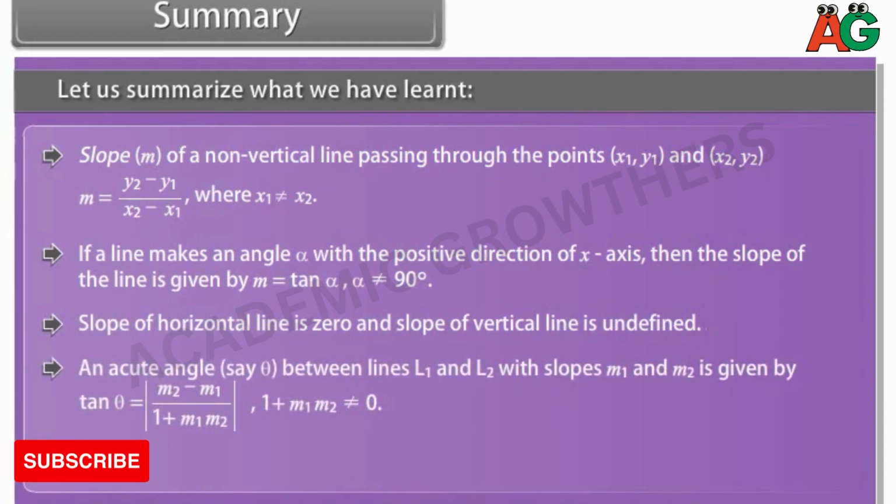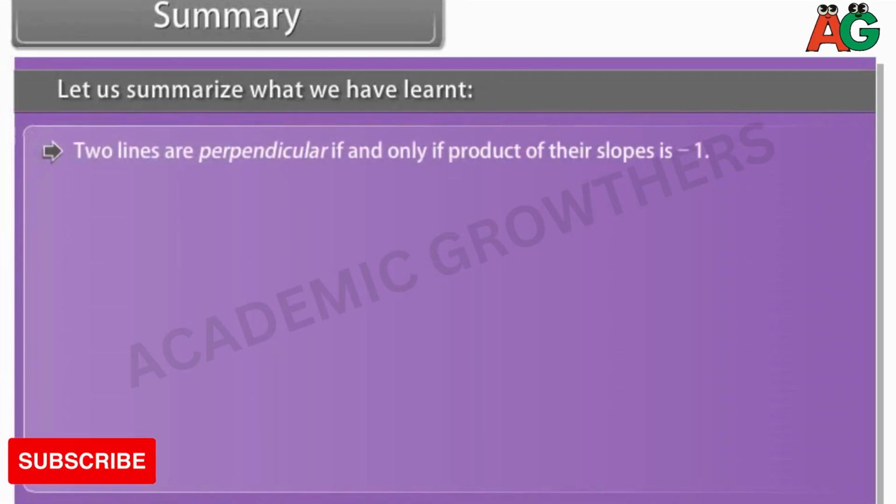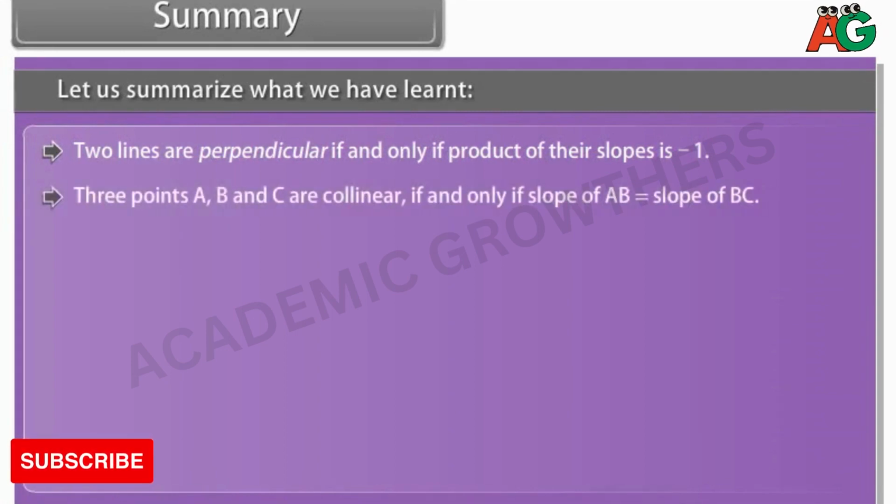An acute angle between lines L1 and L2 with slopes m1 and m2 is given by the formula, provided 1 plus m1 m2 is not equal to 0. Two lines are parallel if and only if their slopes are equal. Two lines are perpendicular if and only if the product of their slopes is minus 1. 3 points A, B and C are collinear if and only if the slope of AB is equal to the slope of BC.